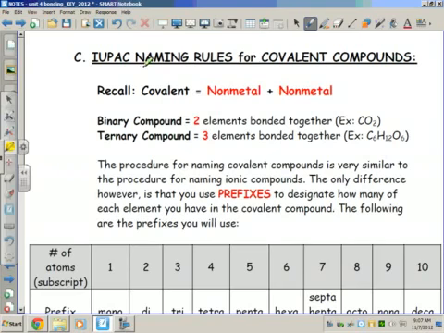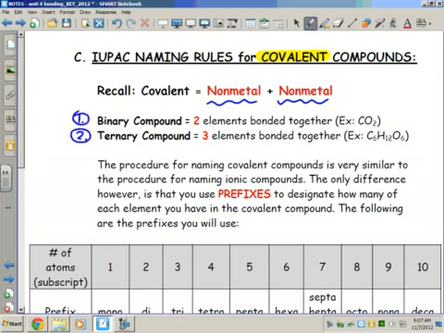The rules for naming covalent compounds are slightly more involved, and that's why we do them last. Remember, we're talking now about two or more nonmetals bonded together, and we're really going to look at only two kinds of covalent compounds, binary and ternary. If we break those terms up, we see the prefix bi means two, ter, like tertiary, means three. So we're going to focus on covalent compounds that have two elements bonded together, like CO2, or three elements bonded together, like glucose or sugar.